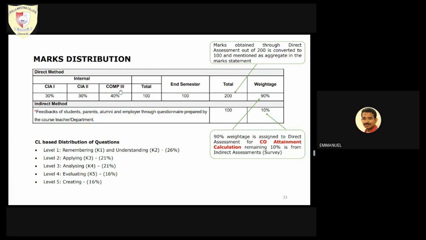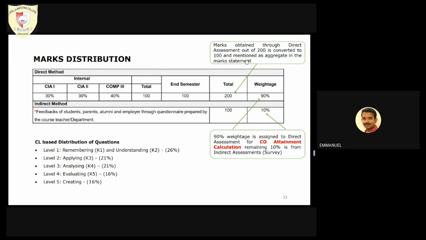Ultimately, we have to sum up and consolidate all the valuation into 40 marks. So 30 plus 30 plus 40 gives a total of 100 marks. However many marks we conduct this component 3 for, ultimately we will consolidate into 40 marks. End semester also will be given for 100. Ultimately we'll get 200, and 50 percentage of this 200 is 100. So that 100 marks will be given as aggregate marks, and that will be presented in the mark sheets or cumulative grade card of the particular student.